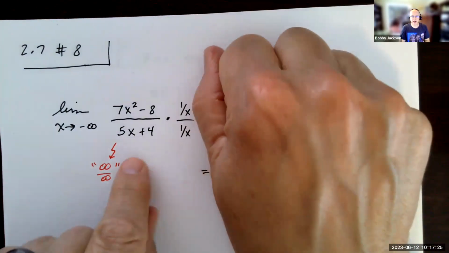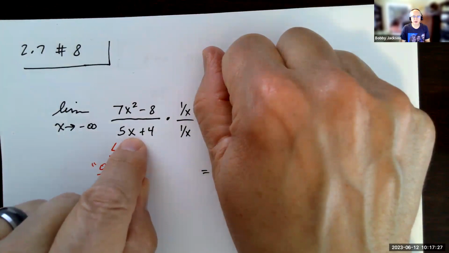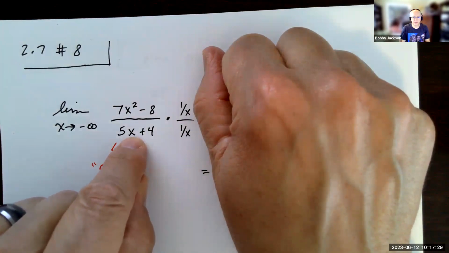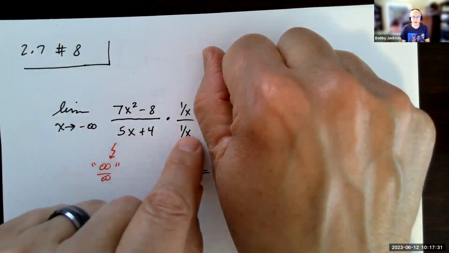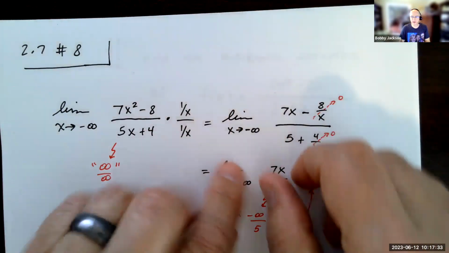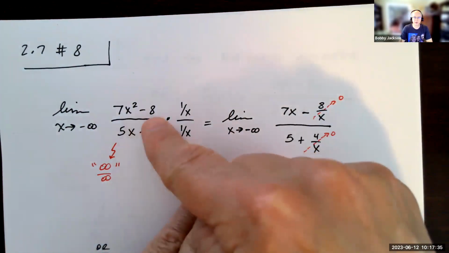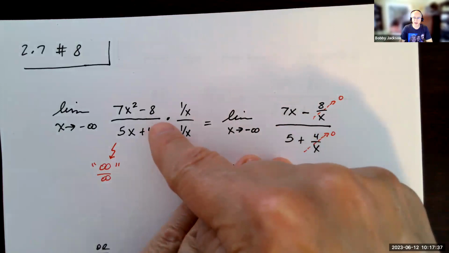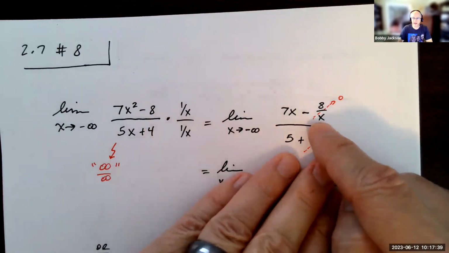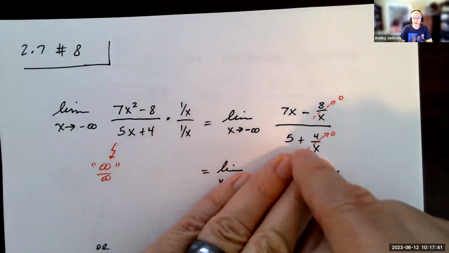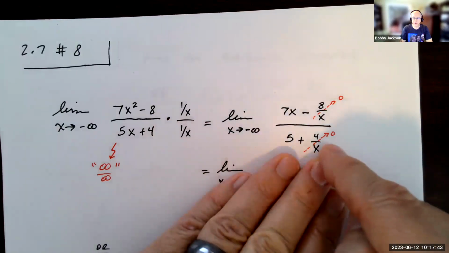One, I can divide by the highest degree term in the denominator, which is x, right? Divide top and bottom by x. And when I do so, I get 7x squared divided by x is 7x. 8 divided by x is 8 divided by x. 5x divided by x is 5. And then I've got 4 divided by x.